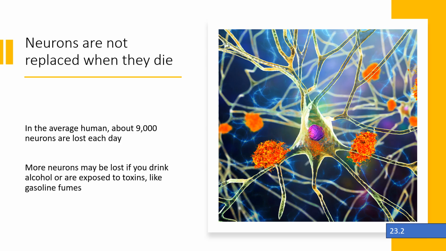When we lose neurons, they don't grow back. The average human loses about 9,000 neurons every day. This is part of the normal aging process. But some things can cause you to lose a larger number of neurons. Things like drinking a lot of alcohol or being exposed to toxins can cause an additional loss of neurons.